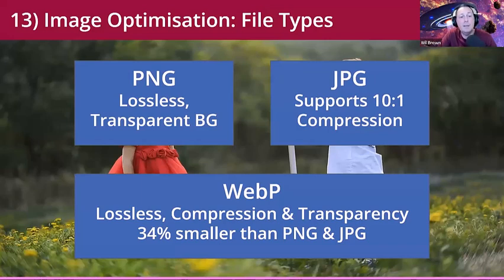WebP is a later compression than JPEG. JPEG is quite old. WebP is lossless again. It supports compression and transparency, so it supports both PNG and JPEG features. In general, not all the time, you get about a third smaller file size than PNG or JPEG. Sometimes if I save a JPEG as a WebP, it can be bigger. It just depends what's within the image and how the compression works. But in general, you can save a third of the file size just using WebP alone.